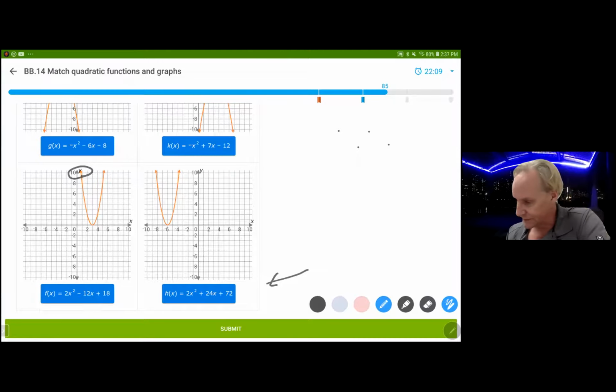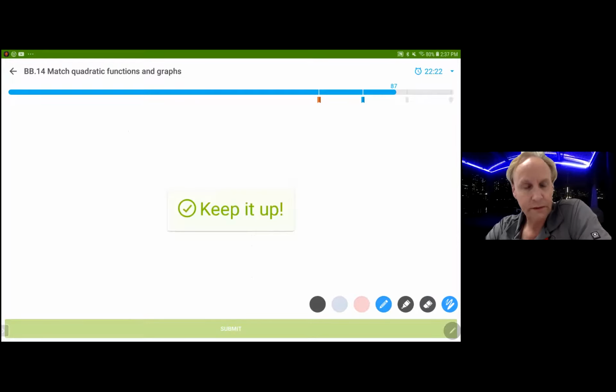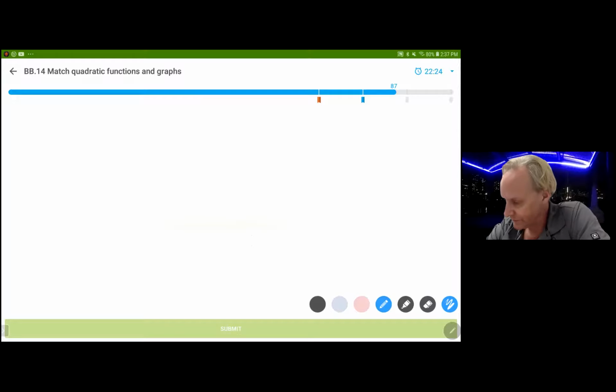Of course, we also can look at these zeros, and we know that this one is x minus something, and this one over here on the right is x plus something. So, a lot of ways to tell which one's which.